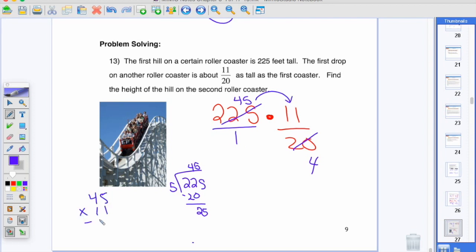Now I can put my 225 over 1 if you want, so now I'm going to multiply going across. 45 times 11 gives me 5, 4, add a 0 as a placeholder, 5, 4, add. So I get 495 over 4. Improper.